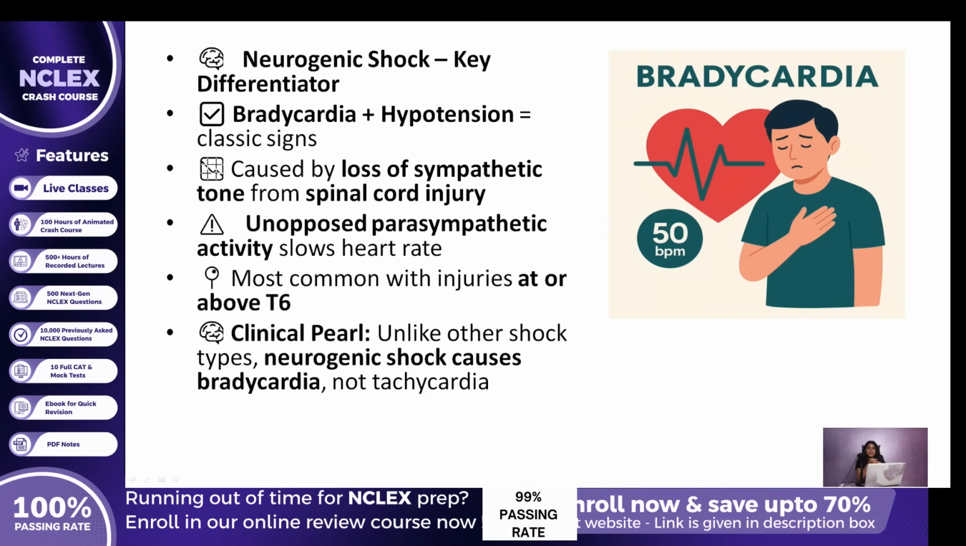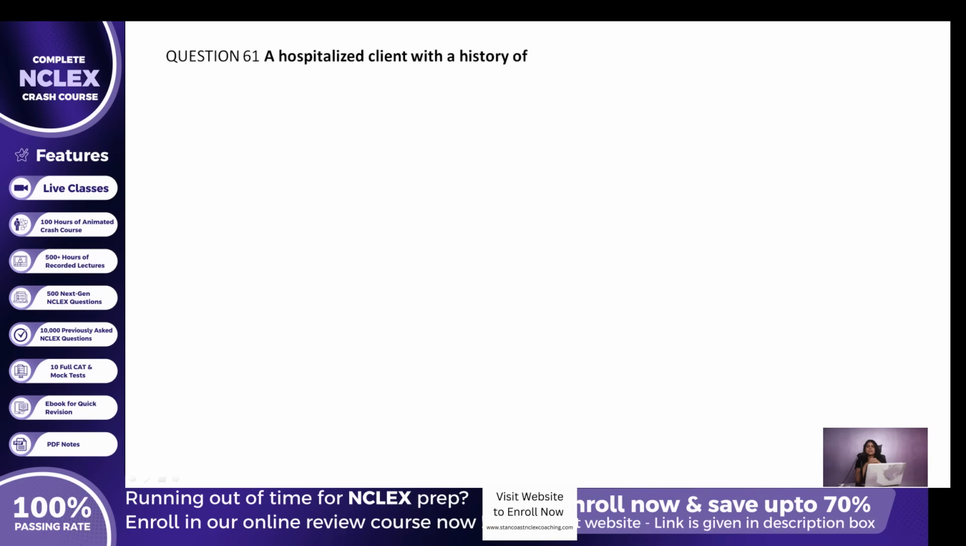Clinical pearls: neurogenic shock usually follows injuries at or above T6. Unlike other shock types, it causes bradycardia instead of tachycardia. Now let us shift to a high-priority mental health emergency related to substance withdrawal.